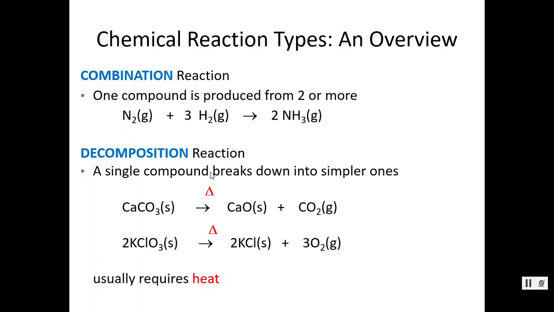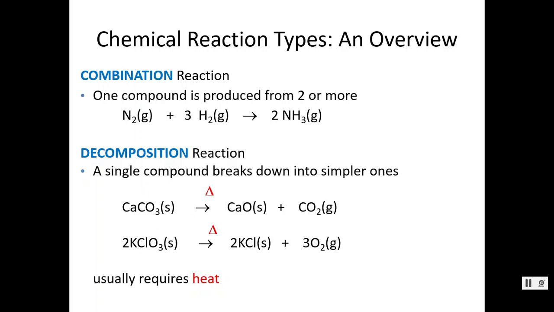Decomposition reactions are the reverse of combination reactions. You take a complex substance, AB, or in this case, calcium carbonate, or KClO3, and break it down into its simpler substances. So you think about decomposition reactions, taking something that's complex, breaking it down into two or more simpler substances.